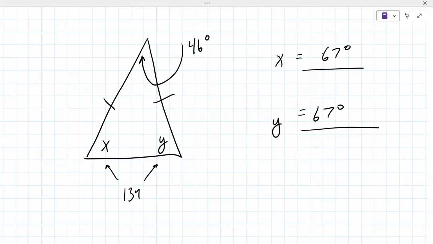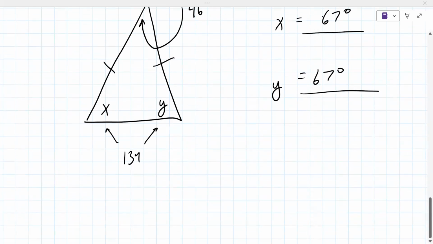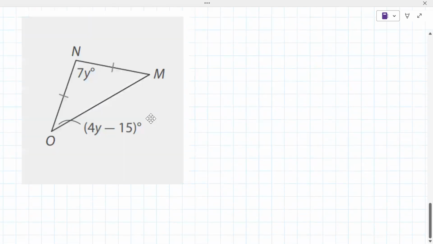Okay, so that whole idea that the base angles are the same is really, really important. That applies to a problem like this one. So like this triangle here, the only angle that's not indicated is M.